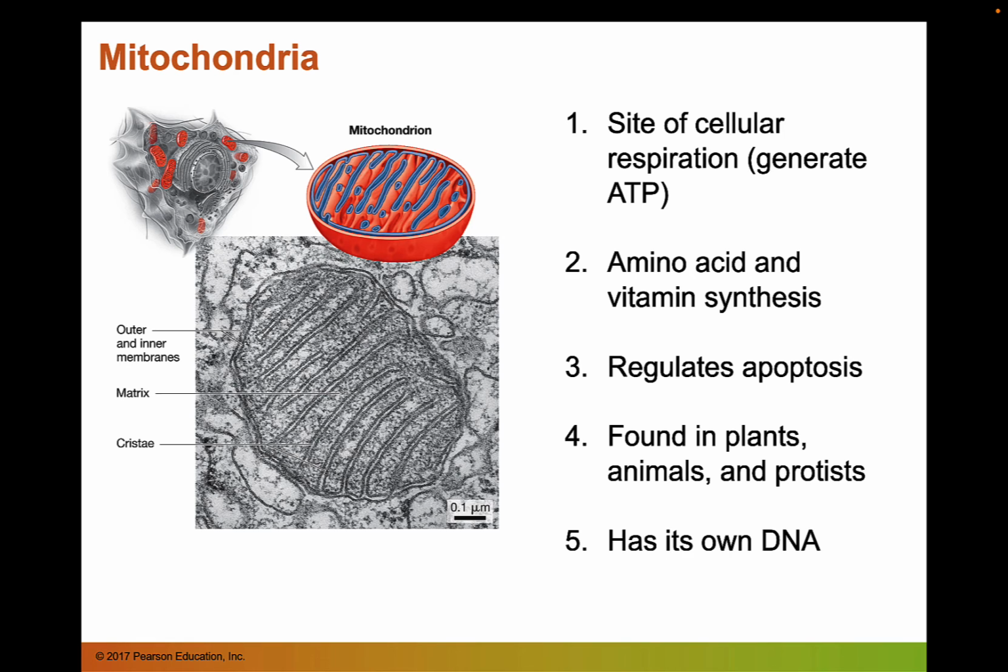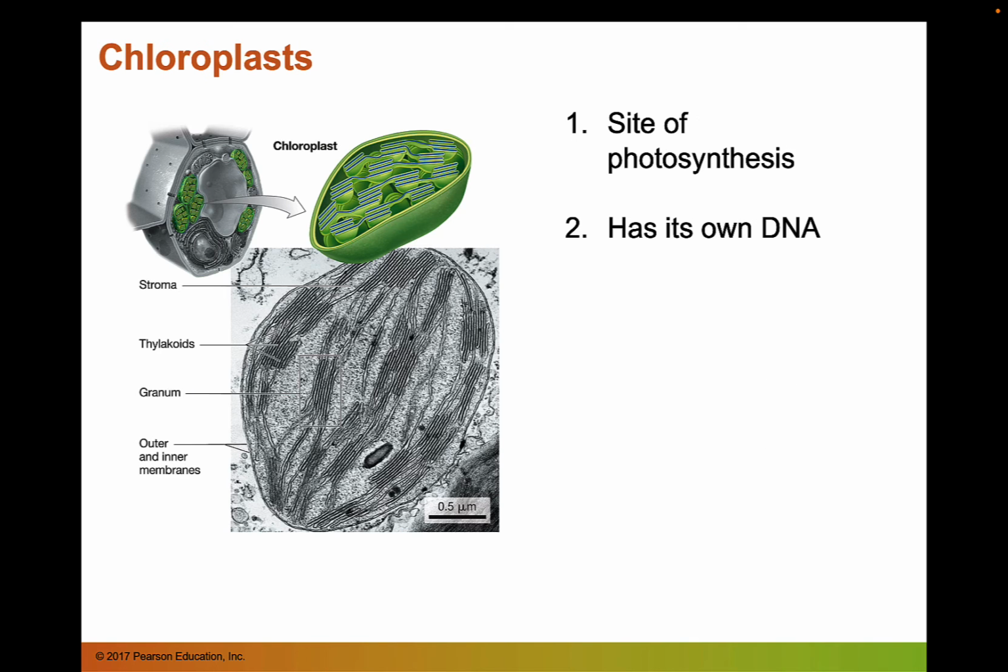Mitochondria are found in animals, but they're also found in plants and protists. So even though plants are making their own sugar, they're taking that sugar and metabolizing it in the mitochondria. The mitochondria also has its own DNA, its own genetic material. And in lab, you're actually going to sequence a mitochondrial gene called COX-1 to find out what bug species you have. But we'll come back to why this is significant in just a second after we finish talking about chloroplasts.